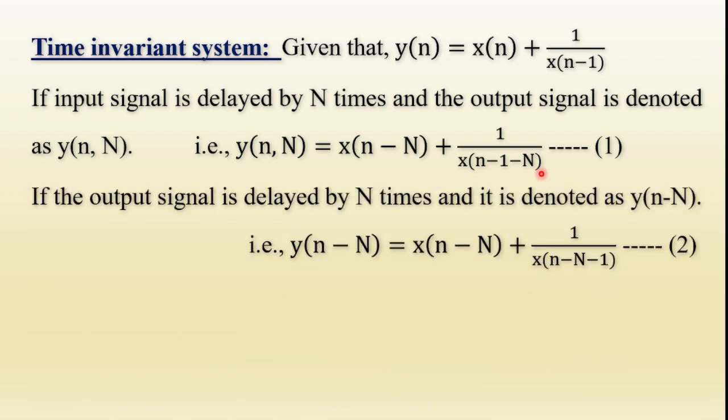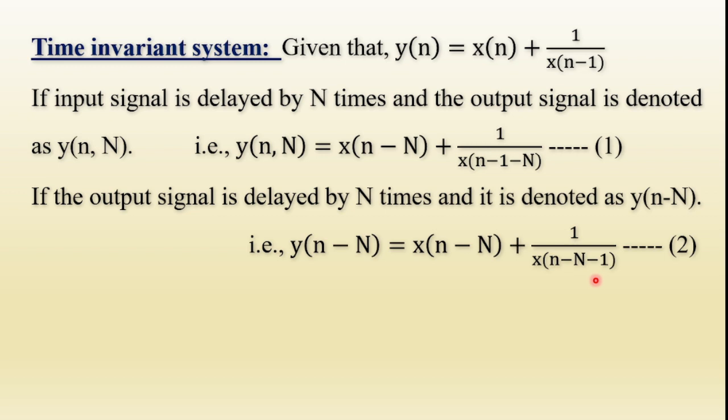If the output signal is also delayed by the same time, that is capital N times, the resultant output signal is denoted as y of n minus capital N. Y of n minus capital N can be determined as, in the given system, small n is replaced by n minus capital N. We get y of n minus capital N is equal to x of n minus capital N plus 1 by x of n minus capital N minus 1. And this is considered as equation 2.